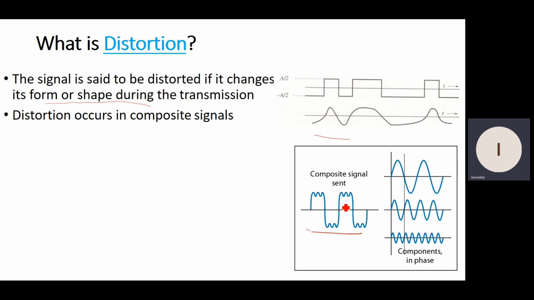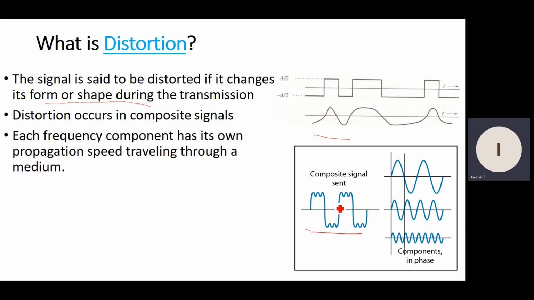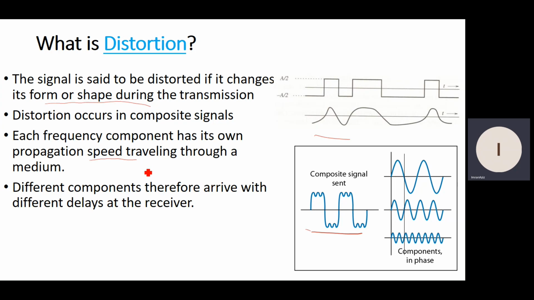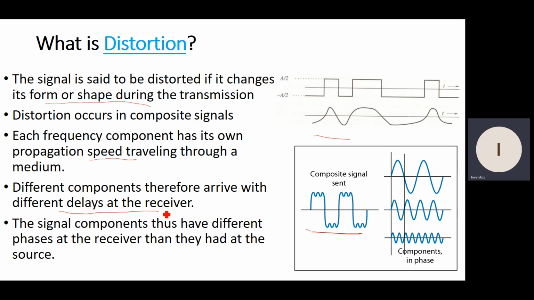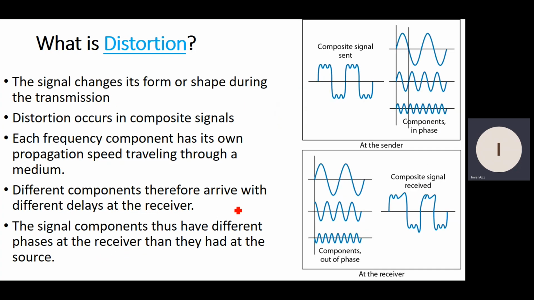So distortion mainly occurs in composite signals because each frequency component in the composite signal has its own propagation speed when traveling through the medium. And when different components have different speeds, it means that they arrive with different delays at the receiver. This is the main reason for distortion, and thus the signal components have different phases at the receiver than they had at the source, which we can see over here.